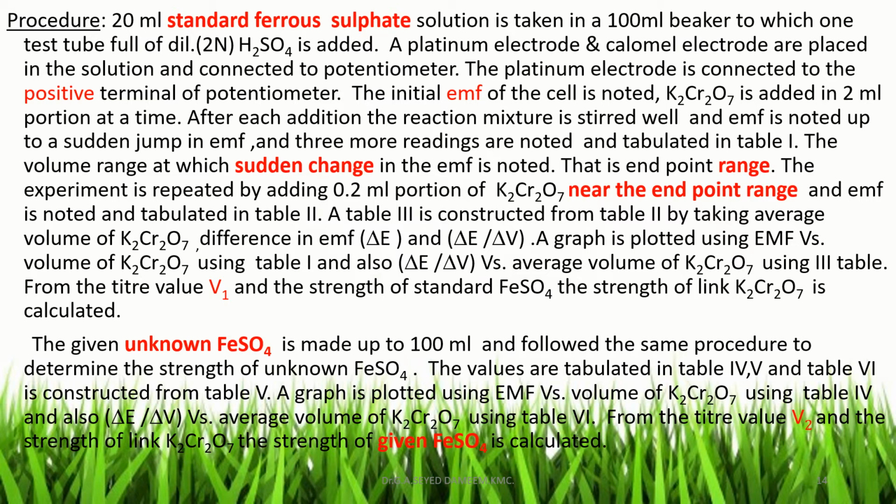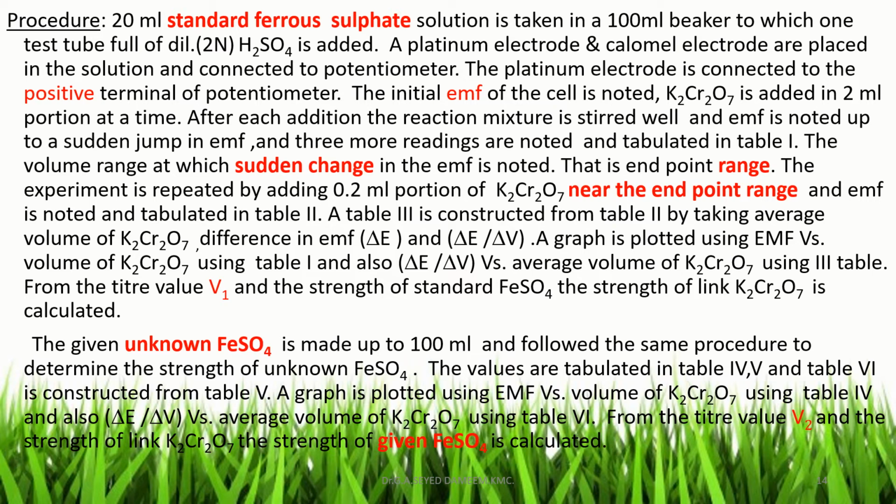And from table 2, another table, table 3, is constructed by taking the average volume of potassium dichromate, the difference in EMF, and delta E by delta V, and a graph is plotted of average volume of potassium dichromate against delta E by delta V. This graph is a derivative graph and contains a peak, and the volume corresponding to the peak is the correct endpoint. And thus, by knowing the endpoint, that is the volume of potassium dichromate, and the volume of ferrous sulfate, 20 ml, and the strength of ferrous sulfate, we can calculate the strength of potassium dichromate.